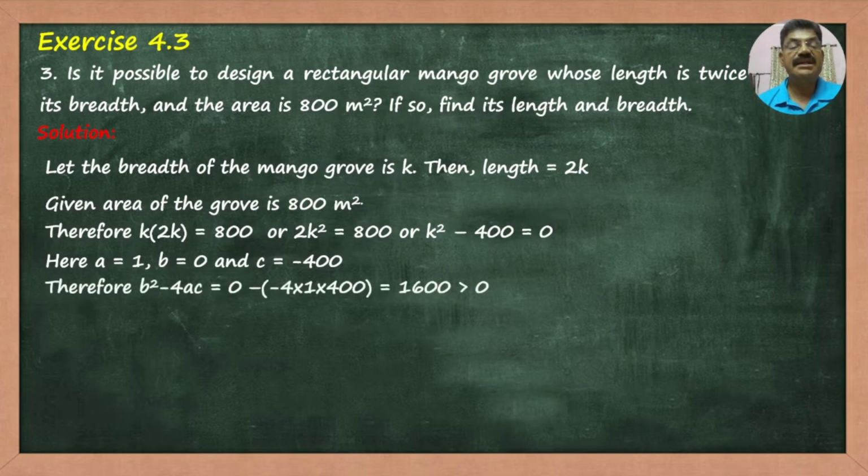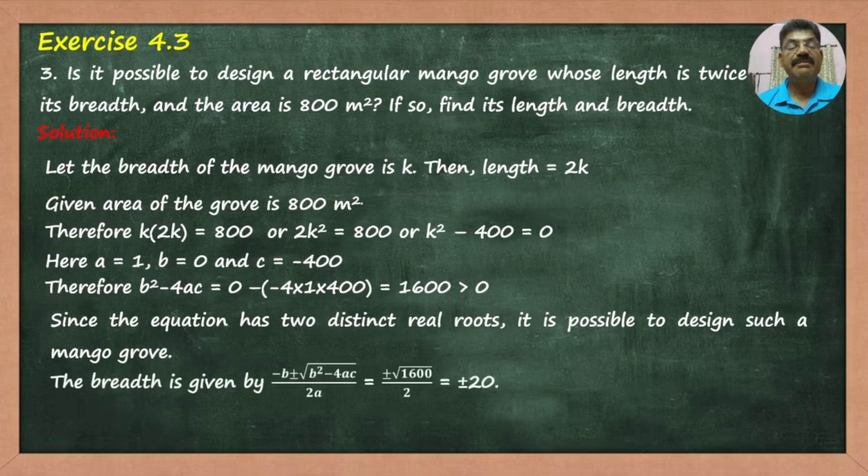And the value of discriminant b square minus 4ac is equal to 1600, which is greater than 0. So what we conclude, it is possible to design a rectangular mango grove in the required length and breadth. The breadth is given by the formula minus b plus or minus square root of b square minus 4ac by 2a. When you substitute the values, you get breadth is equal to plus or minus 20, but breadth cannot be negative. Therefore, breadth is equal to 20 meters.